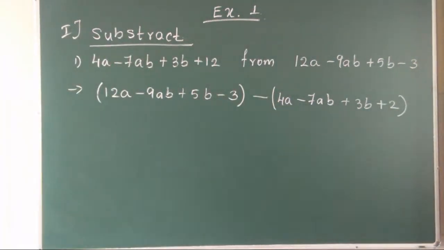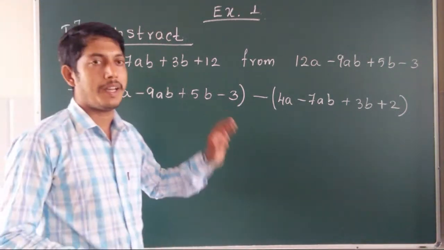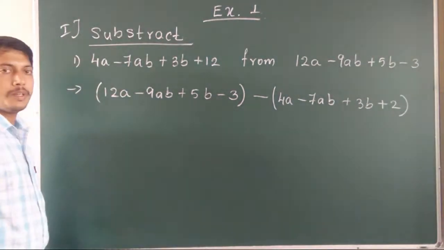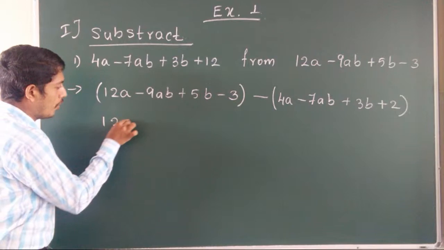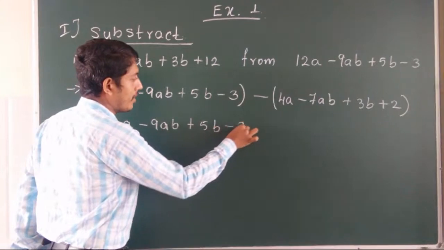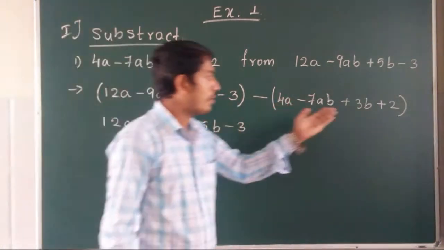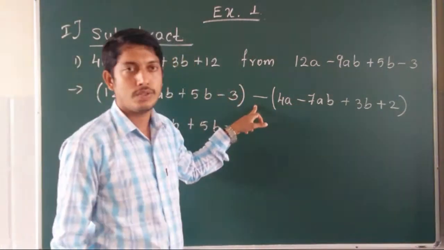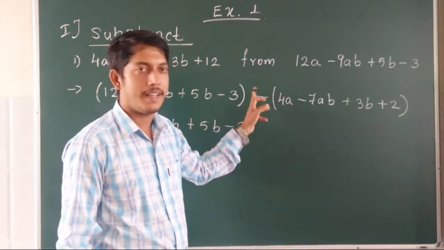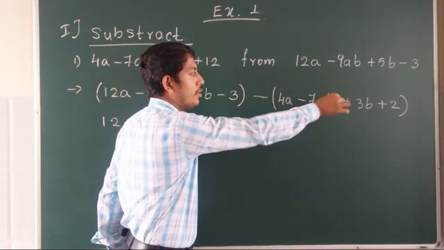Just look at this step. What we have to do here is subtract 4a minus 7ab plus 3b plus 12 from 12a minus 9ab plus 5b minus 10. Then we will remove the bracket. So it becomes 12a minus 9ab plus 5b minus 10. It remains as it is, because there is no multiplication by any other sign. Now for the second algebraic expression we have a negative sign, so we have to multiply, because this bracket represents multiplication. That's why we have to multiply this negative sign to each term.